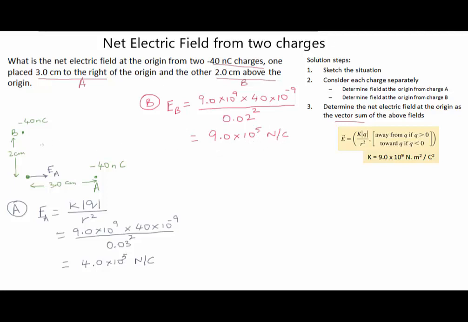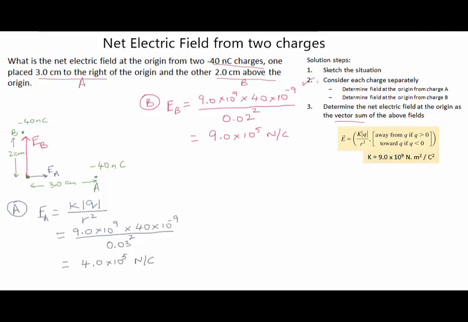That's the magnitude. For direction, I go back to the picture and I remind myself that because charge B is negative, the field at the origin will be acting toward that charge. So it'll be acting straight up. And since it's 900,000 instead of 400,000, this is going to be more than twice as long as EA. So let me just show it like that. So this is EB.